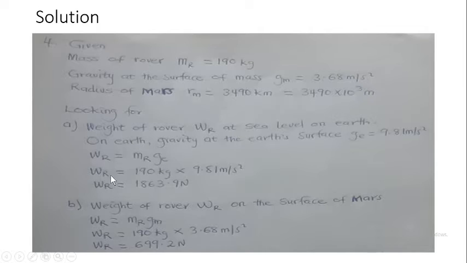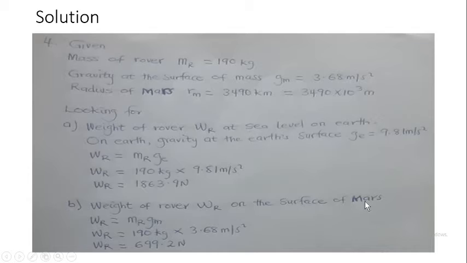And when you do that, you will get WR, which is the weight of the rover, to be equal to 190 kilogram times 9.81 meters per second squared. And when you punch your calculator very well, you will get W to be equal to 1,863.9 Newton.